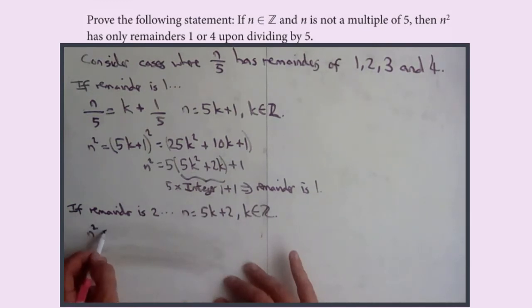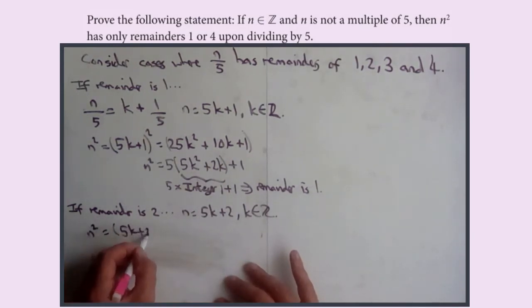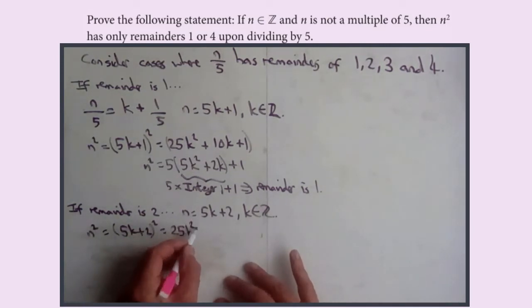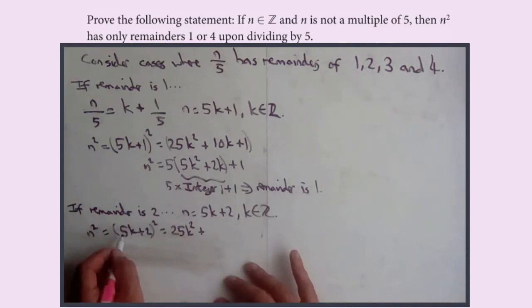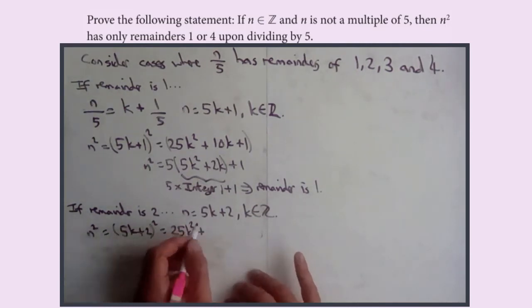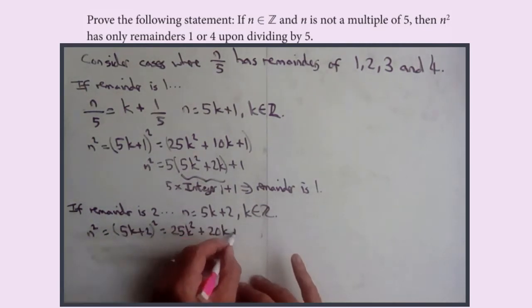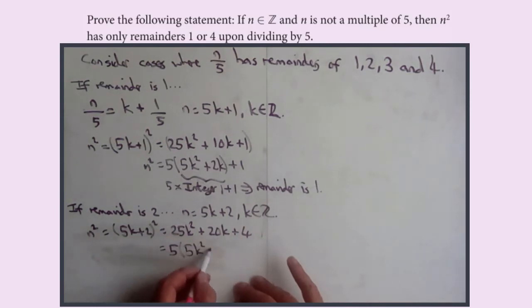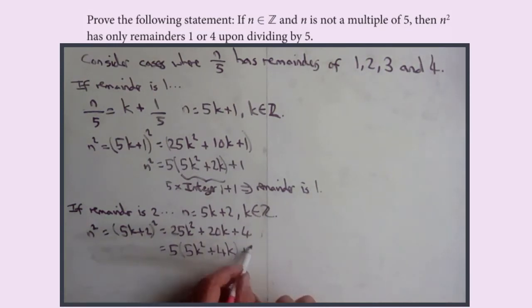N squared would be (5k plus 2) squared, which is 25k squared plus 10k plus 10k, so that's plus 20k, plus 2 times 2 is 4. If I pull the 5 out again, it equals 5k squared plus 4k, leave the 4 out, plus 4.